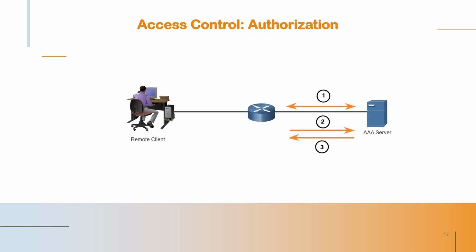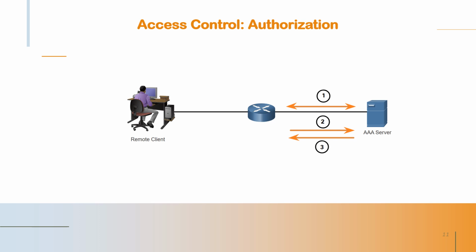here in this figure. Which means that when a user has been authenticated, a session is established between the router and the AAA server. The router requests authorization from the AAA server for the client request service. The AAA server returns a pass or fail response for authorization.